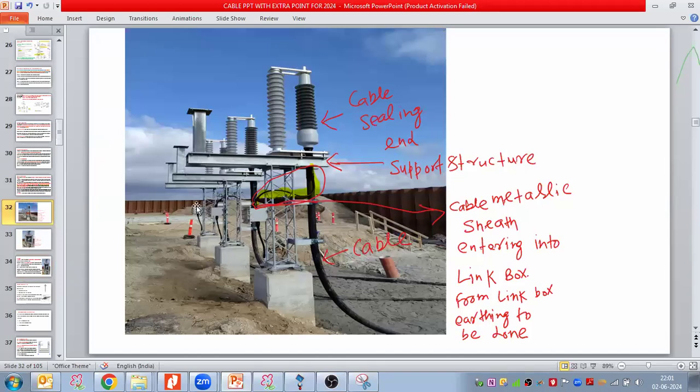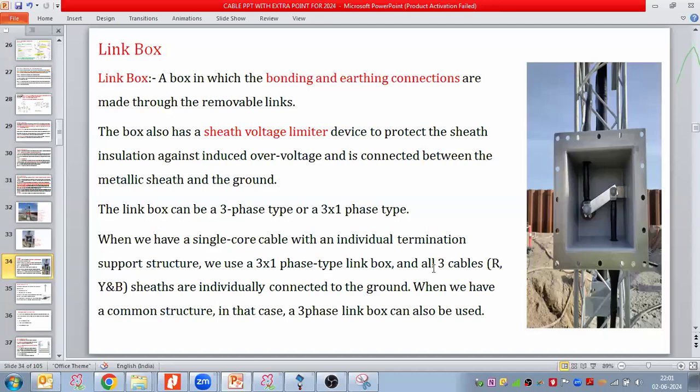One here, one here, one here. Three individual support structures. So this is a 3 into single phase type link, and all 3 cable sheaths are individually connected to the ground.